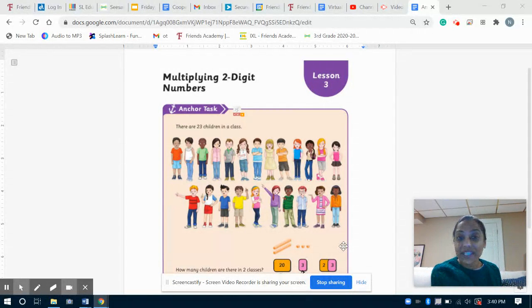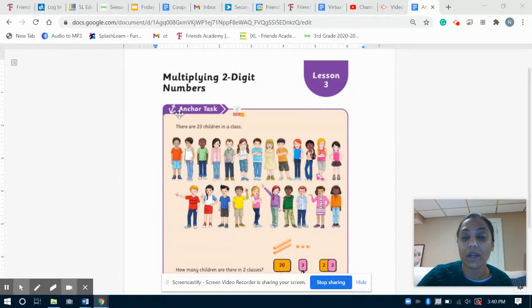Don't forget, for this lesson, you're going to need your dry erase board and your marker. And also, if you have base 10 blocks available, that would be great. Remember, keep all your supplies near your Chromebook so that you can easily get them ready. I would actually recommend, if you have the base 10 blocks, to have them nearby in case you need them. Okay, let's take a look at the anchor task for today.